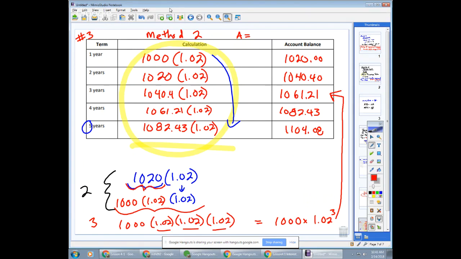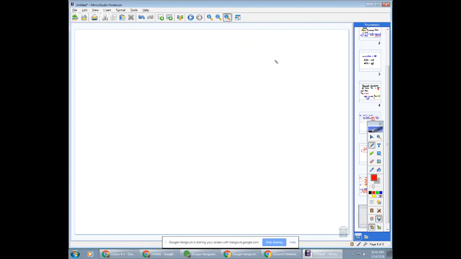Okay, so somebody says, hey, I'm thinking about leaving my money in this account, my $1,000, in there for 20 years. Without doing all the years in between, how would we calculate their 20-year balance? What's that formula going to look like? How do I start it?